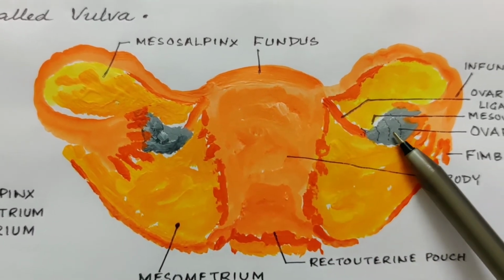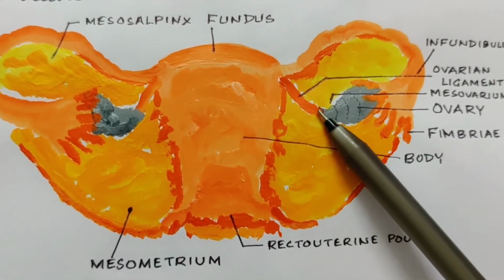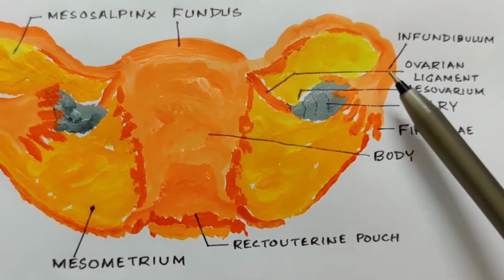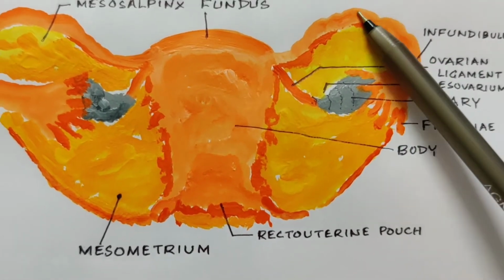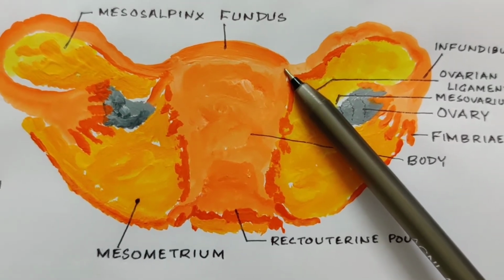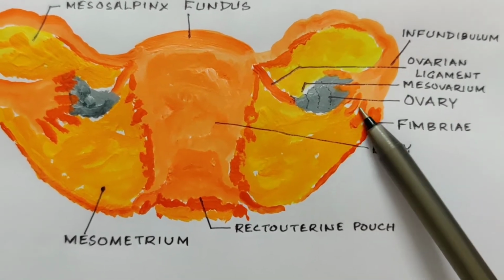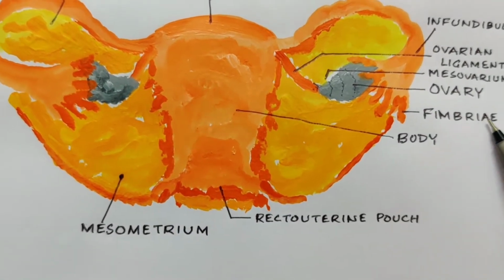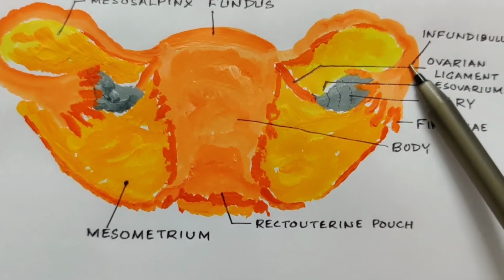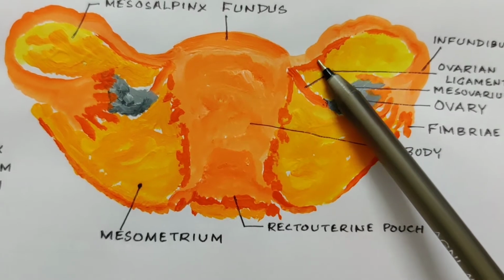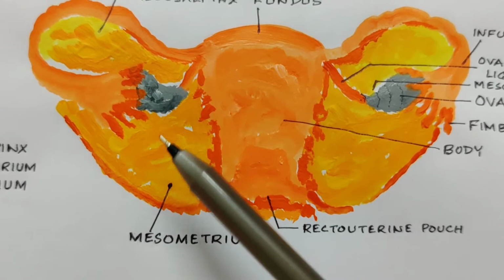The ovary comes out from the uterus through the ovarian ligament called mesovarium. This is the fallopian tube. From here it arises and it continues up to the uterus near the fundus. This part, the finger-like projections, is called fimbriae. This funnel-shaped part is called infundibulum and thereafter it continues like a tube. This is the ovary on both the sides.